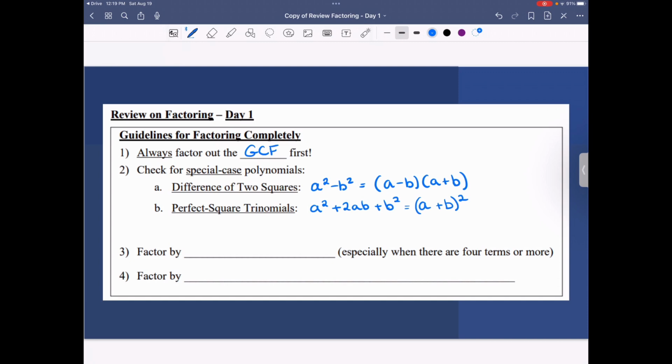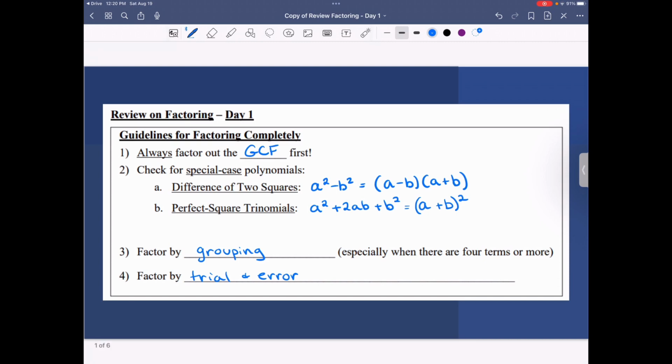If we are still stuck and we can't do either of those, or we've already done those and we want to see if we can factor further, we can factor by grouping, and we can factor by trial and error, and then there's a method that I like to show called the cross method, I think, and I'll show you that while we're going over these examples.